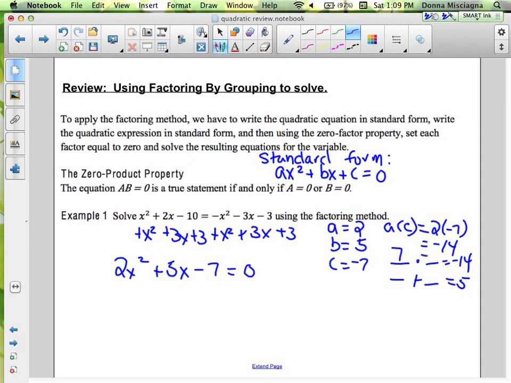And it doesn't matter who goes where. So 7 times negative 2 is negative 14. 7 plus negative 2 is 5. If you wanted, you could reverse those, and then you wouldn't have the term you're pulling out be negative when we use factor by grouping, but it doesn't make any difference. So the way I wrote them is the way I'm going to plug them in.